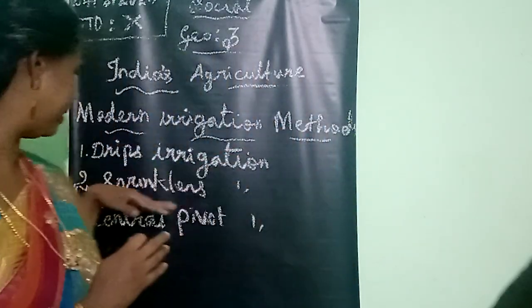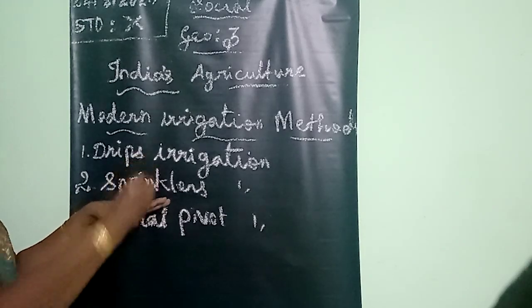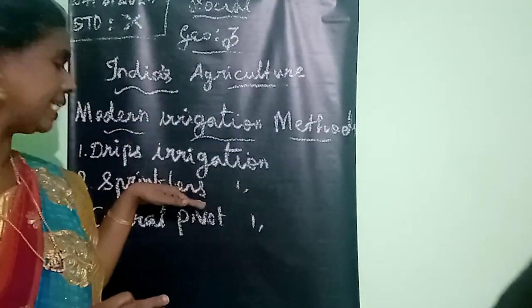Then the second one is sprinkler irrigation. This system is used to spread the water like rain. So it is also called the rain gun method of irrigation.